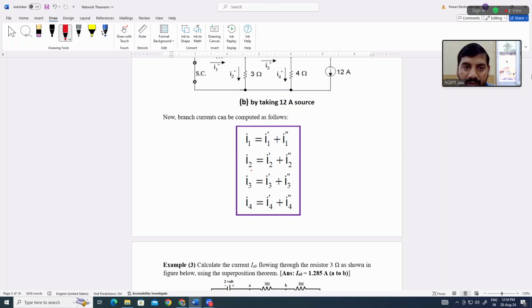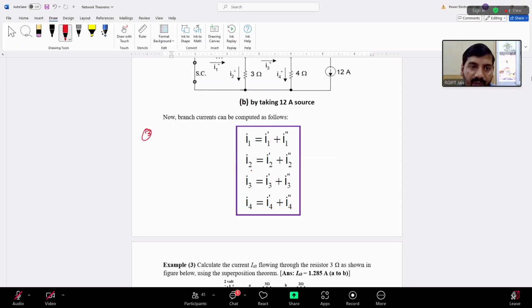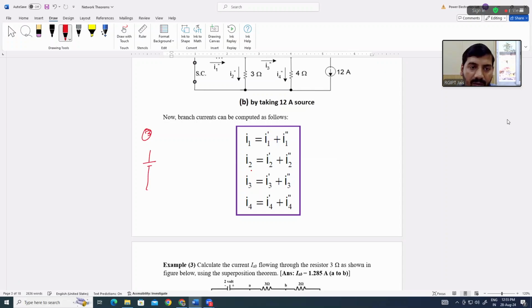The third example, you have to note down. I am rewriting the same circuit that I was given for simple mesh and node analysis. This is 20 volt. This is 10 volt. 5 ohm, 5 ohm, 5 ohm.